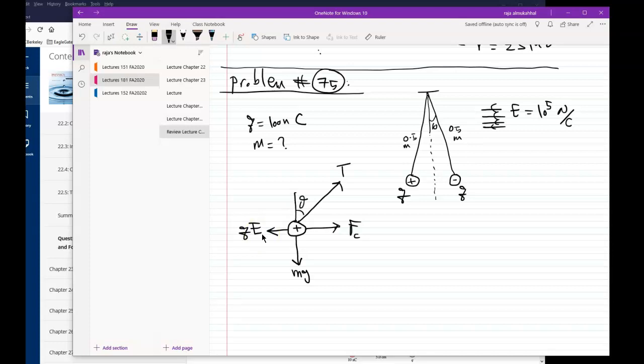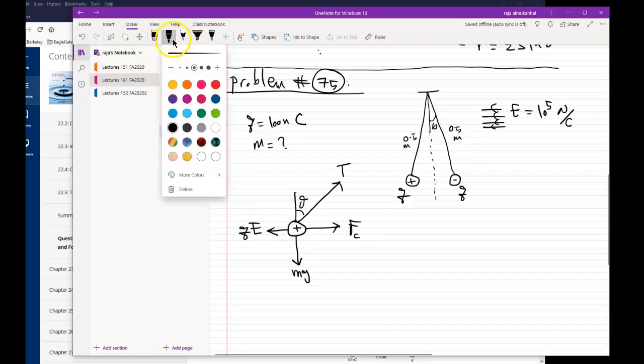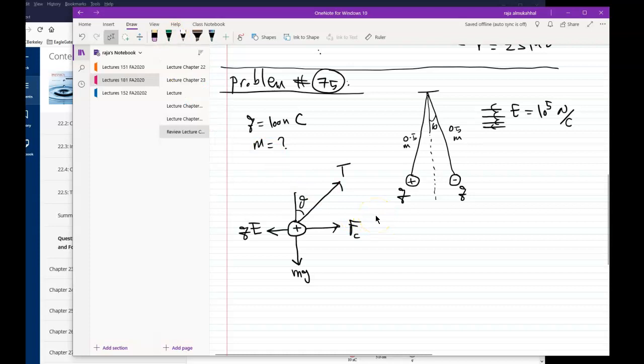All I need to do is to resolve the tension into components, and then I would work it out as usual. Let me put it in a different color. How about green? So here I'm going to have T sine theta, and then T cosine theta. And of course, I could just ignore the T here, because it has been replaced by those two. And then I would just work it out.